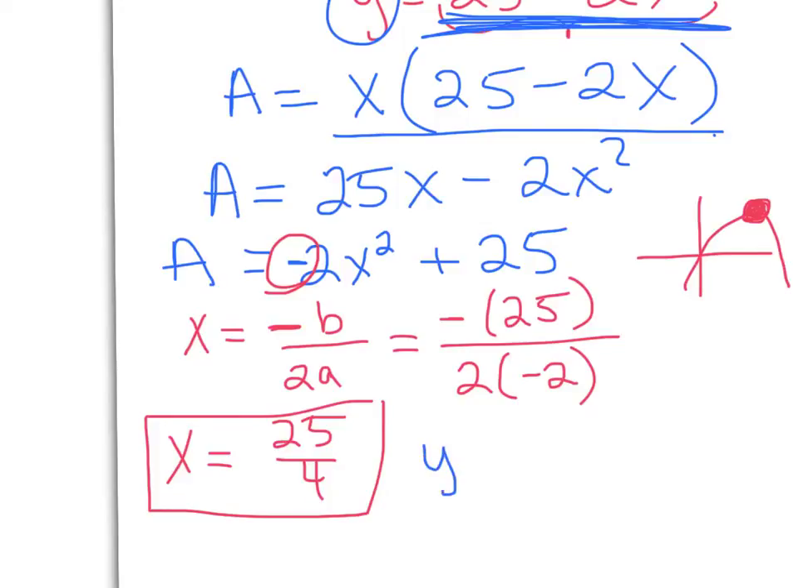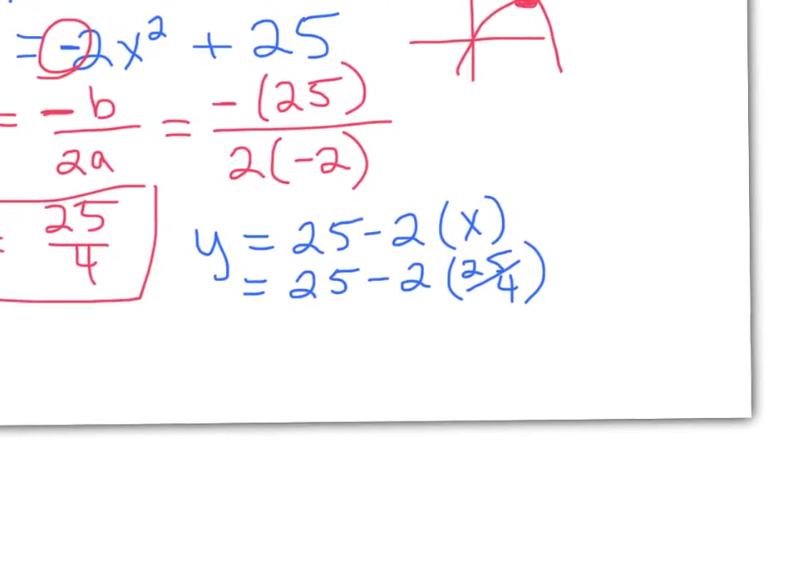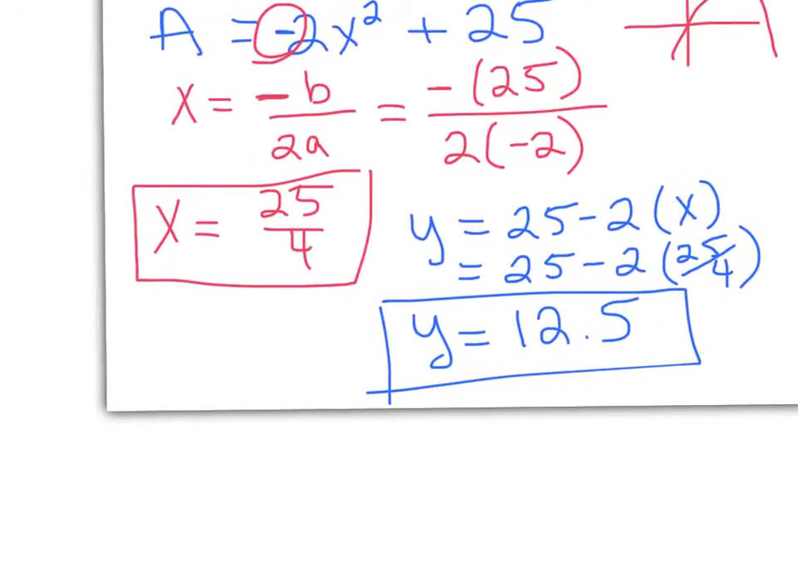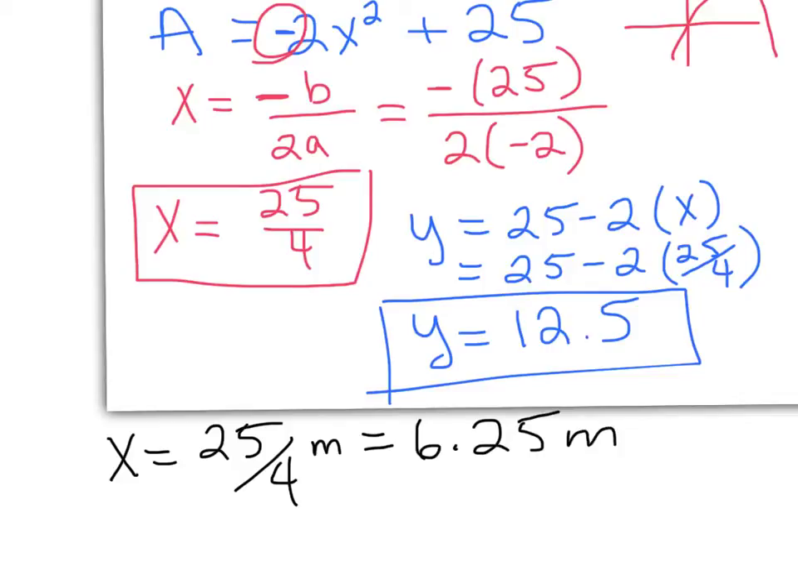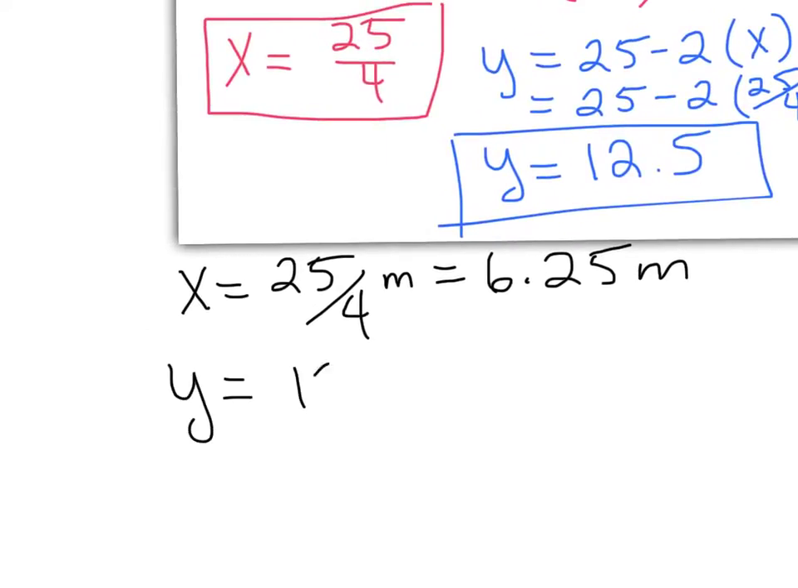So if you recall from above, we had y equal to 25 minus 2x. Let's plug in our 25 over 4 in place of the x. And we end up with a value of y being 12.5. Now, here is our x and our y values. So we can say that our width is 25/4 meters, which is 6.25 meters. And our length is 12.5 meters.